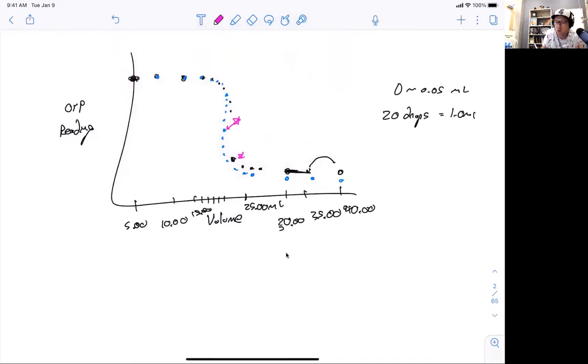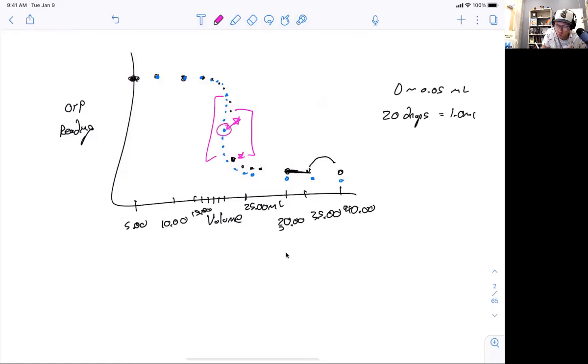So you might make a note in your lab manual: on my first one, I missed it. There's a huge gap. I added too much. I missed the equivalence point. I can do the calculations, but it's not as accurate as it could be. But on the second one, I was much more careful. I was adding dropwise near the equivalence point. I got a lot more data in the steep region.